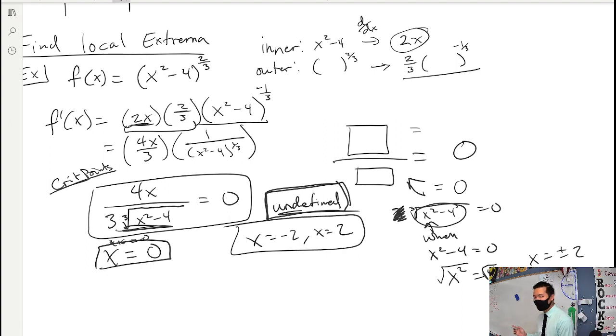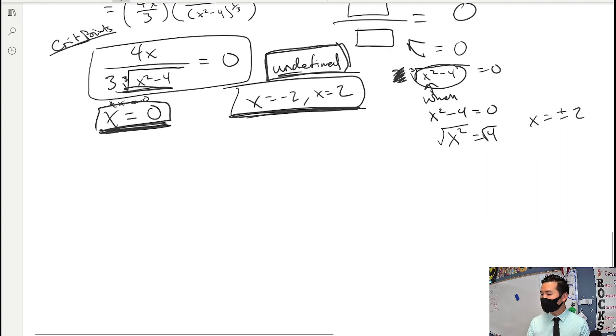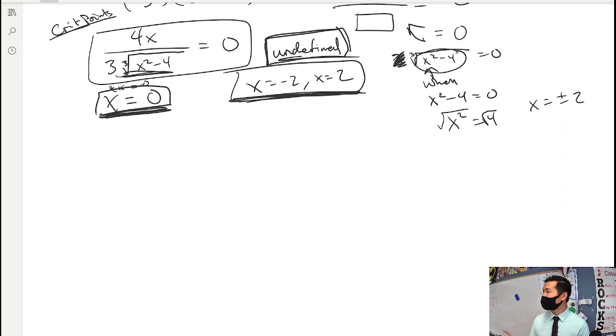So how many critical points do we got? 3. We got 1 where it's actually 0, and we got 2 that are undefined. So let's set that up on our table. Notice, though, when I set up my table right now, I'm not going to go 0, then negative 2, then 2. How am I going to set up my critical points?